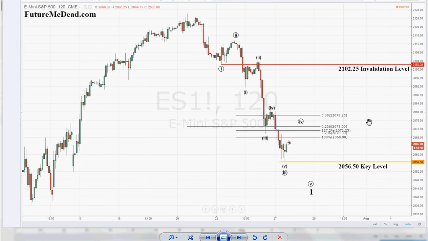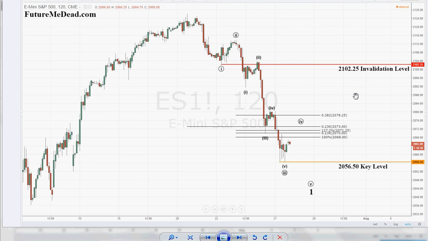From the current price structure, we can identify 2 key levels. The first one was 2056.50. And the reason that's a key level is because a new low would in fact complete an impulse wave, which would tell us that the trend is down, and we can formulate a bias moving forward.